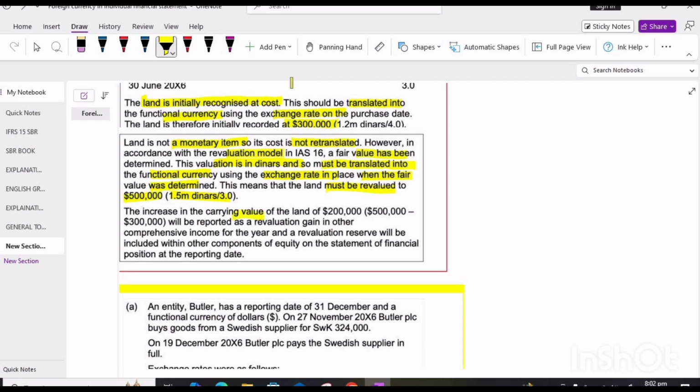So the increase of the carrying amount of land of this amount should be reported as a revaluation gain in other comprehensive income, and the revaluation reserve will be included in other components of equity in the statement of financial position.